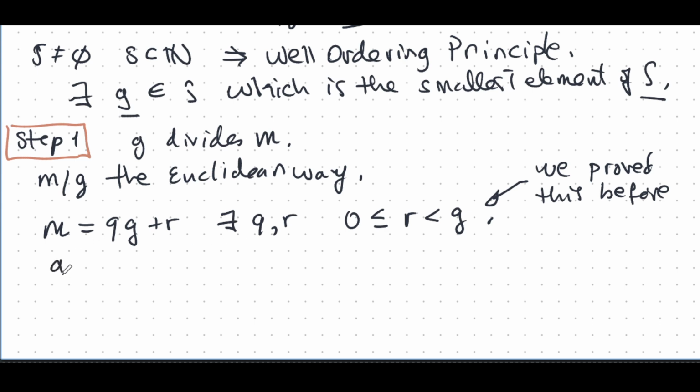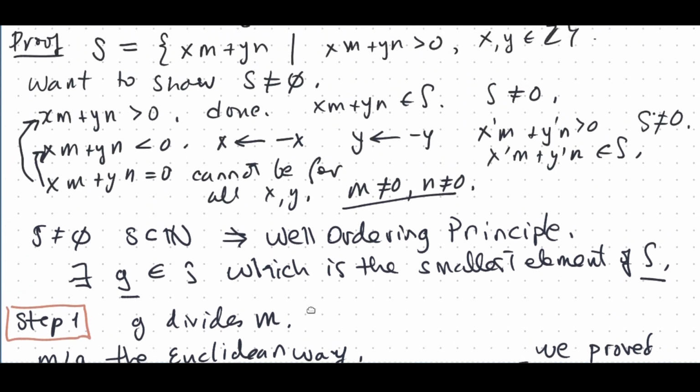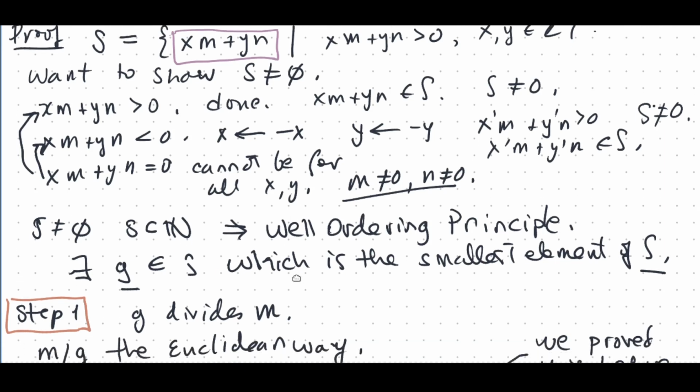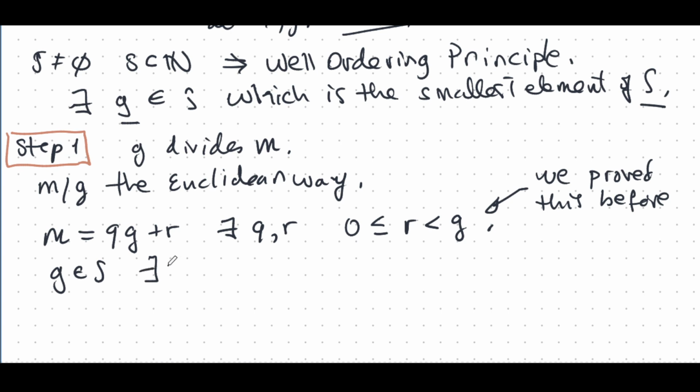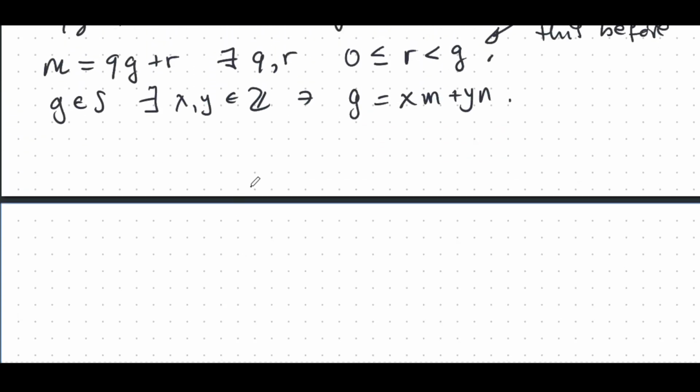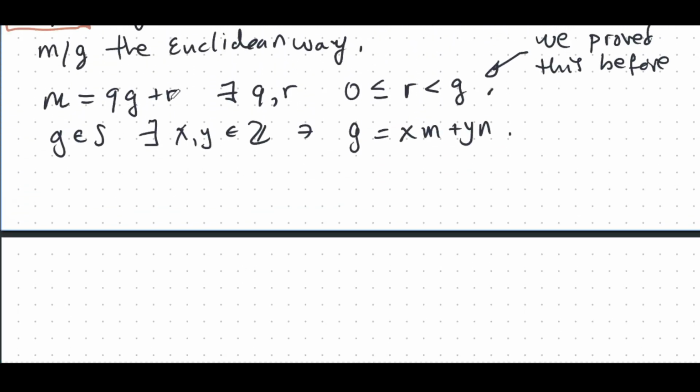Now, keep in mind that G belongs to S, and S, if you recall, is a specially constructed set of these combinations. If G is in S, then G is one of those combinations for some value of X and Y. So there exists X and Y in Z such that G is X times M plus Y times N. That follows from the definition of S.